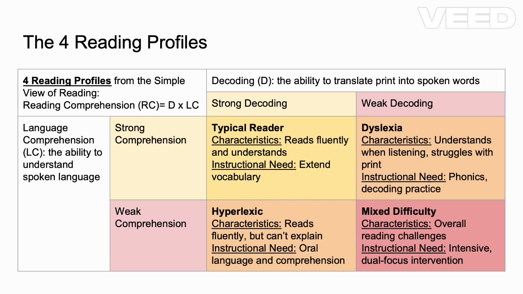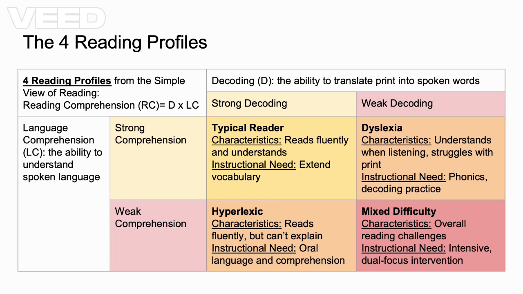So let's discuss the 4 reading profiles from the simple view of reading. The simple view of reading just says RC equals D times LC, which is to say that reading comprehension is the product of decoding and language comprehension. When we mention decoding, we're talking about the ability to translate print into spoken words, and language comprehension is the ability to understand spoken language.